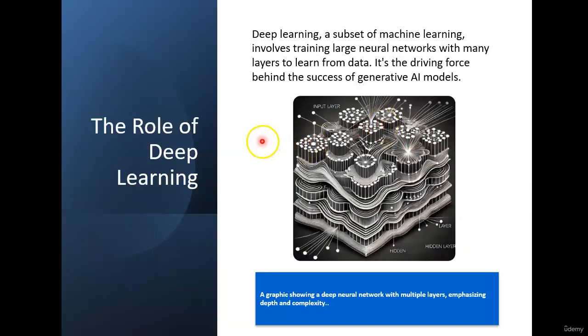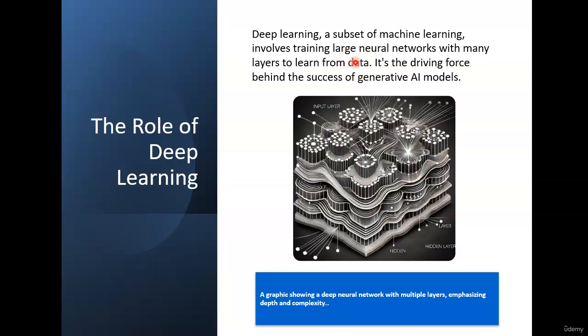Next important learning is the role of deep learning. Deep learning is a subset of machine learning and plays a crucial role in generative AI. It involves training large neural networks with many layers, hence the term deep learning. These layers allow the network to learn complex patterns and representations from large datasets.